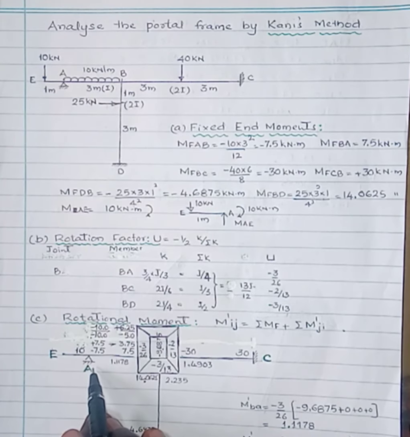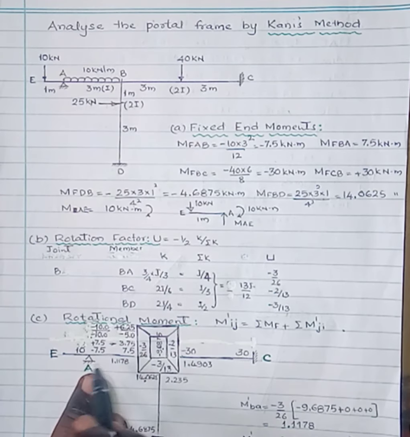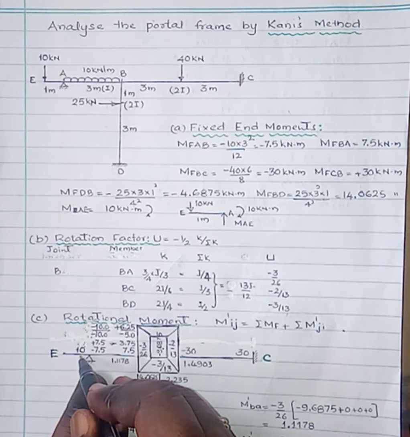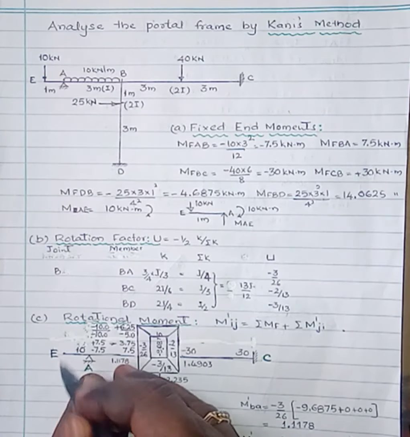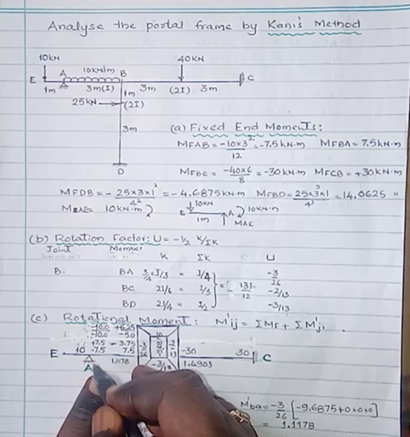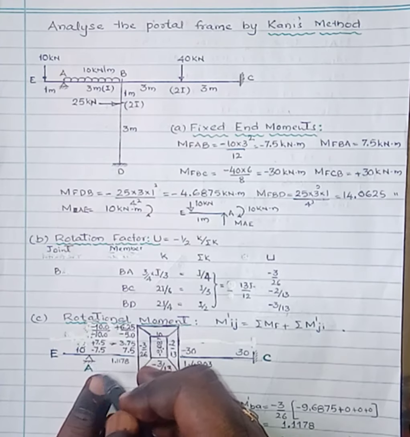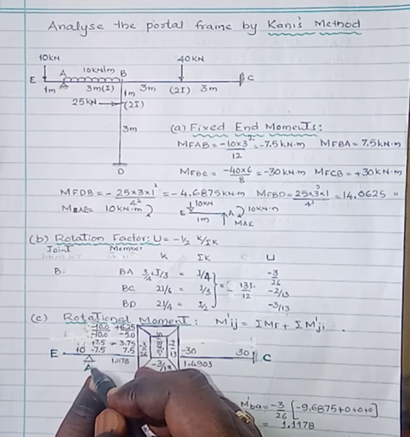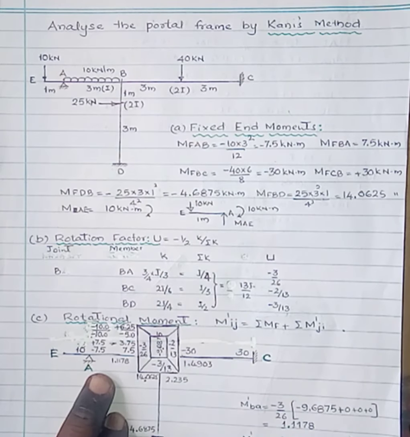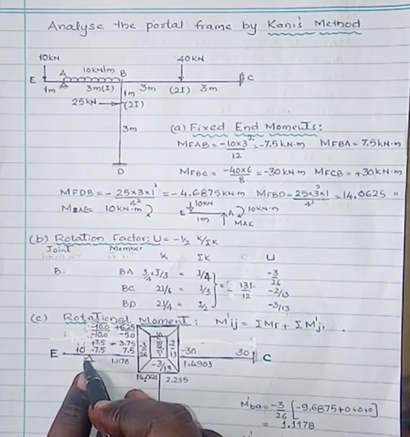Here at this joint A, the sum of the moments must be equal to 0. This one is already 10 kilonewton meter in clockwise direction. Then MAB must be equal to minus 10 kilonewton meter in anti-clockwise direction. Hence we have to balance this.